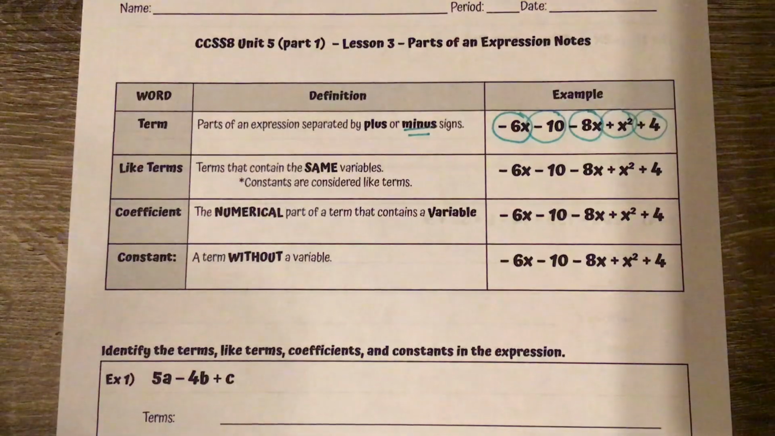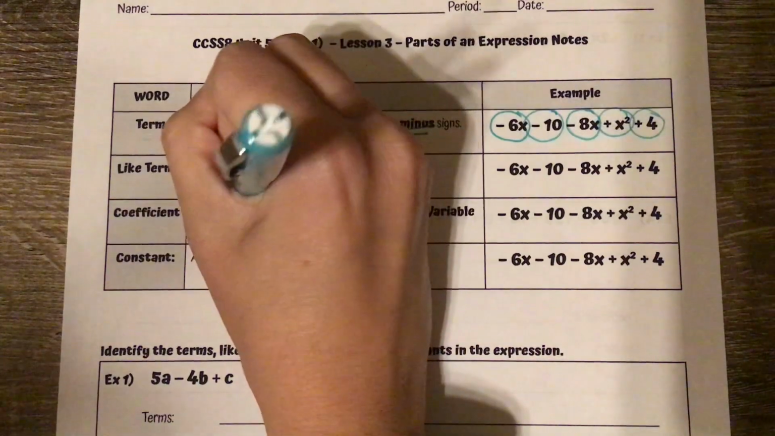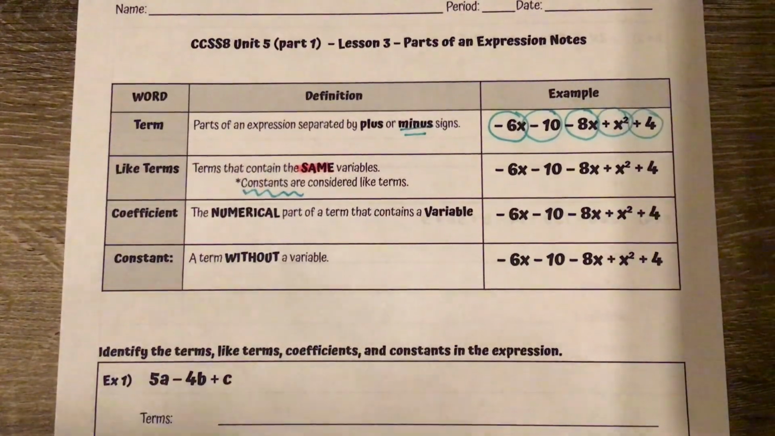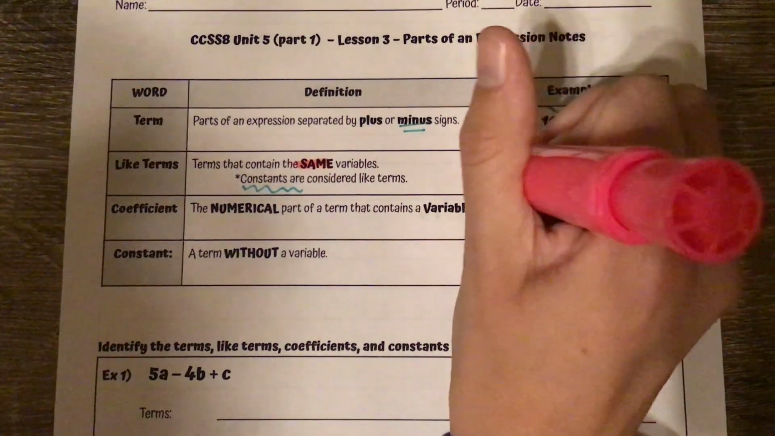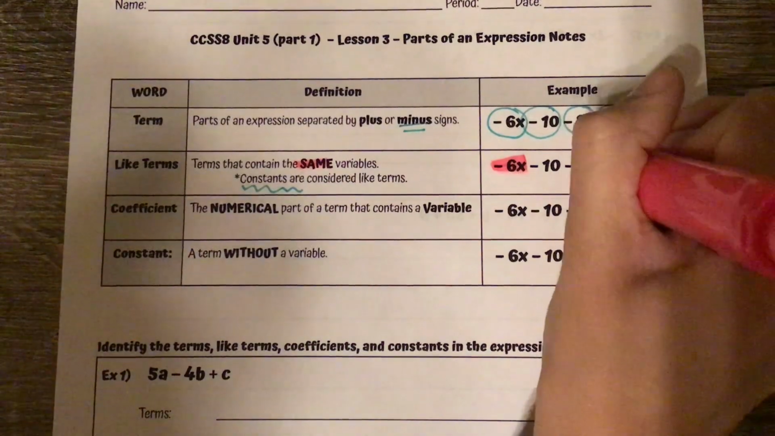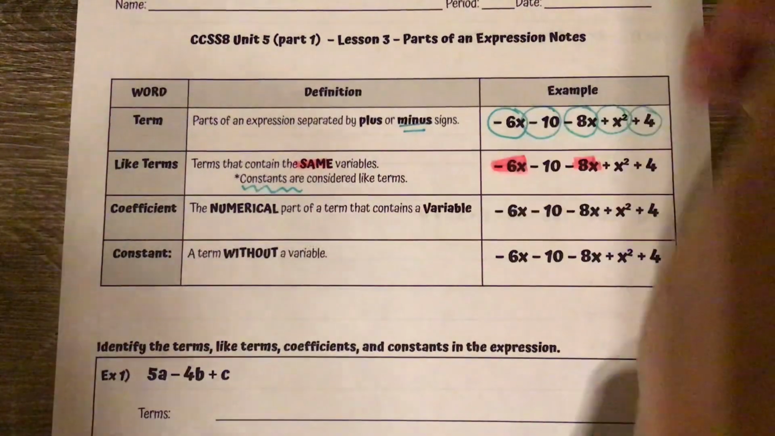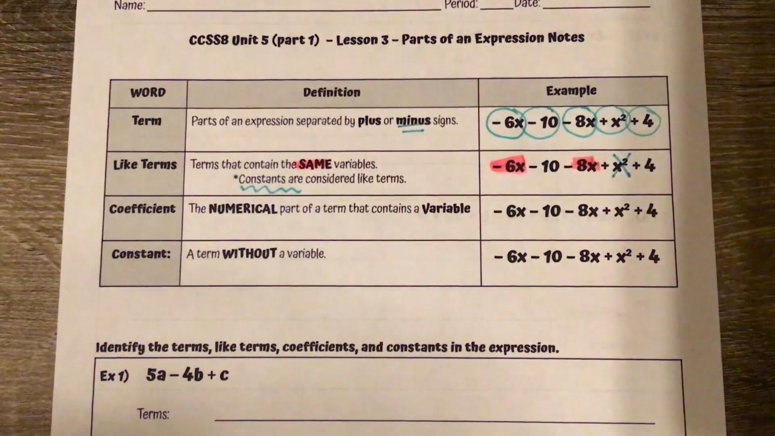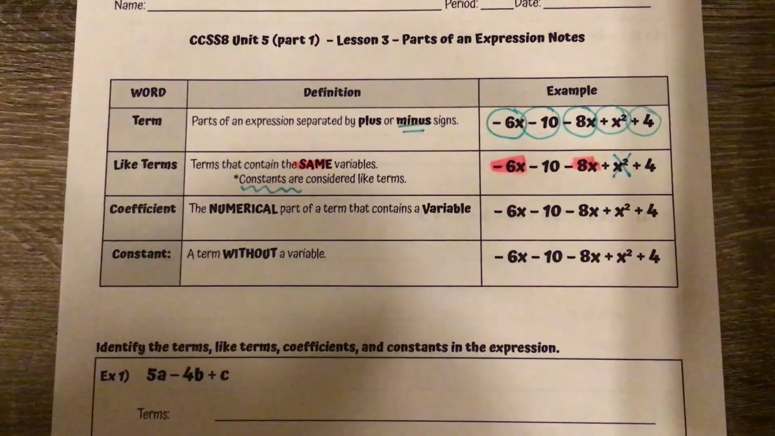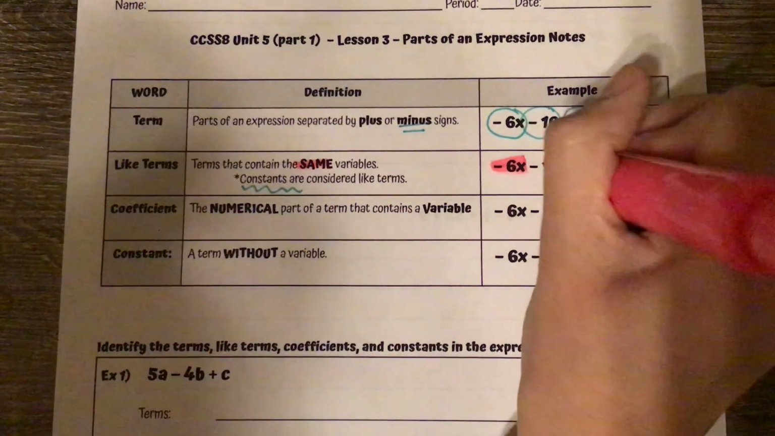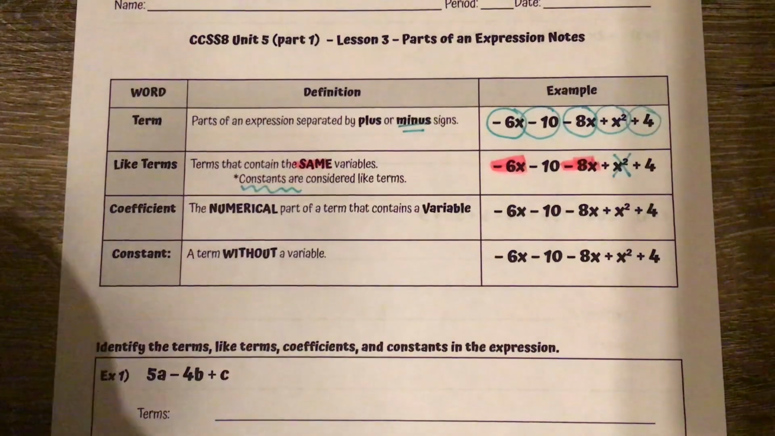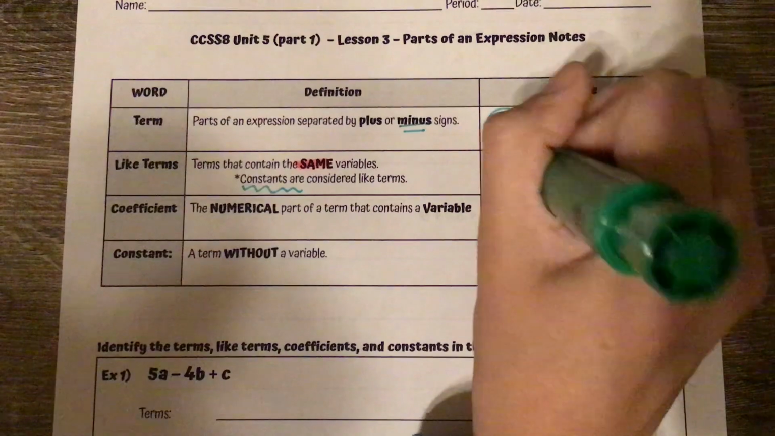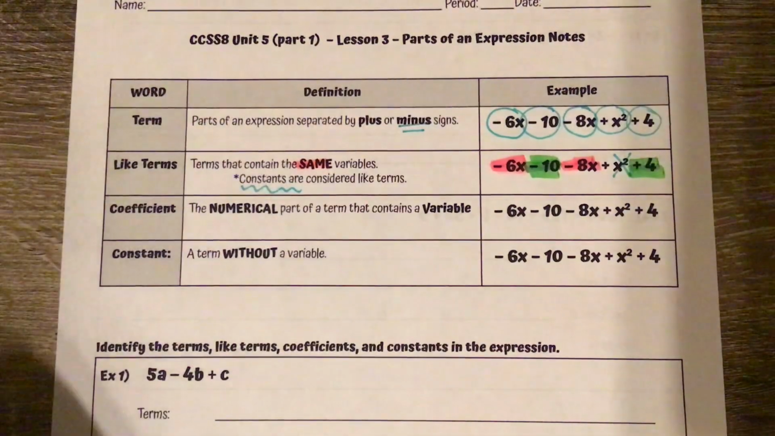Like terms are terms that contain the same variables. What's important to note is that constants are considered like terms. So if we're looking at this, and you need to include the negatives with it, -6x and 8x are like terms. X squared is not considered a like term because it's not the exact same variable. It has squared with it. Whoops, I'm sorry, this negative should have been highlighted with the 8x. And then the constants are just our numbers. We'll talk about that down here, but those are like terms as well. So -10 and +4.